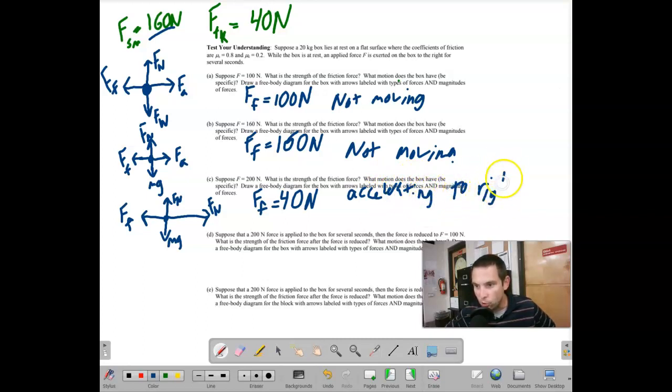I should come up with a shorthand for accelerating based on how long it is and how often we use it. Another day, right? What motion does it have? It's accelerating to the right. That's not very specific. So instead, we can probably explain how fast we're accelerating to the right.